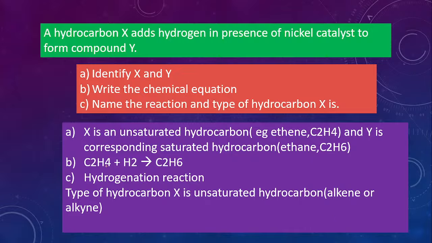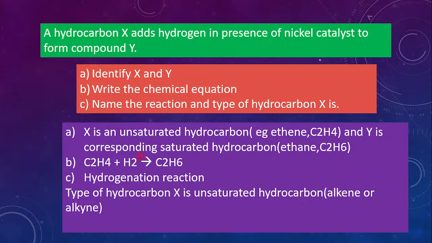So if you take this alkene plus hydrogen in presence of nickel catalyst, write nickel above the arrow. You can use nickel, you can use platinum. So it will form an alkane, that is ethane. If you want to make ethane from ethene, you add hydrogen and nickel. Since hydrogen is being added, we call it a hydrogenation reaction. And what is the type of hydrocarbon X? It is an unsaturated hydrocarbon, either an alkene or an alkyne. So that is the answer for this question.